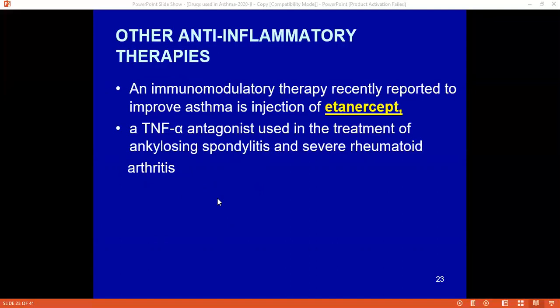Other anti-inflammatory therapies, like we already know, etanercept. It's an immunomodulatory therapy recently reported to improve asthma, and injection of etanercept can be given. What is etanercept? It is a TNF alpha antagonist used in the treatment of ankylosing spondylitis and severe rheumatoid arthritis. We have also already studied this agent in the NSAIDs and when we did the DMARDs, one of the DMARDs.